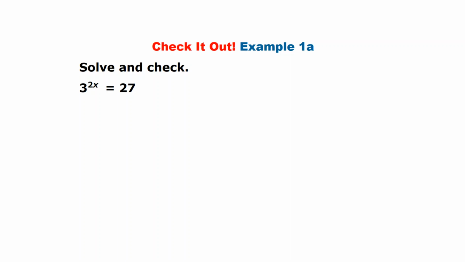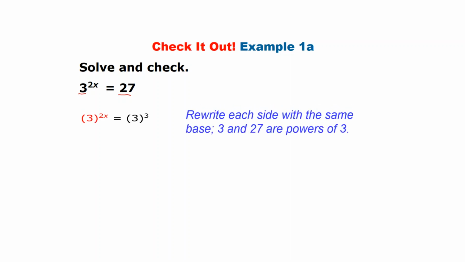Okay, I hope you found this one to not be too challenging. I hope the first thing you notice that 3 and 27 both can be written as a base and an exponent, a base of 3 with an exponent. Okay, so it would be 3 to the 2 power is equal to 3 to the 3 power.